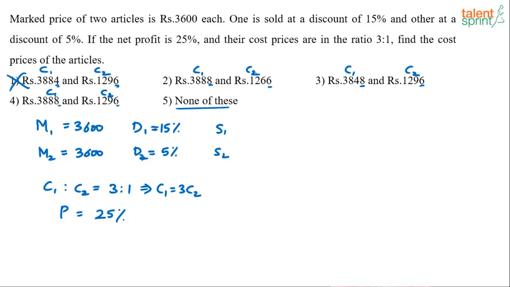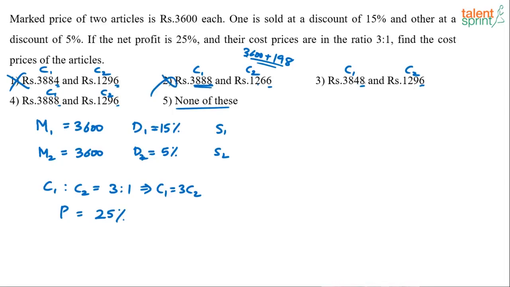No, because 1200 into 3 is 3600, and 66 into 3 will be 198. 3600 plus 198 is 3798. You're getting it? C2 into 3. What we are doing is C2 into 3. So 1200 into 3, 66 into 3. 3600 plus 198 is 3798. But what we have is 3888. It cannot be the answer.